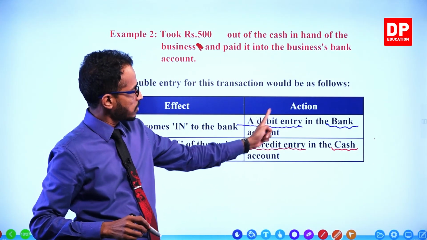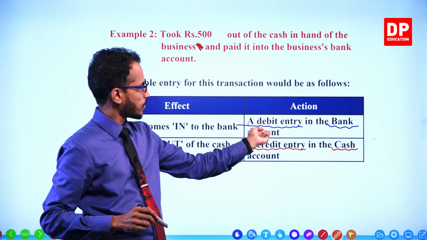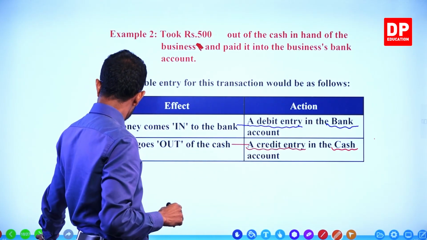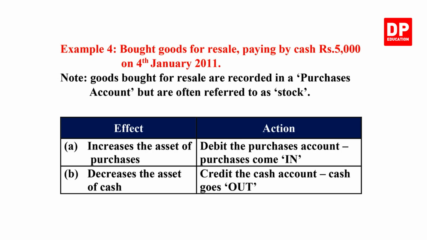Cash, credit, bank, debit. Let's see the double entry with accounts. Okay. Here we have another example.